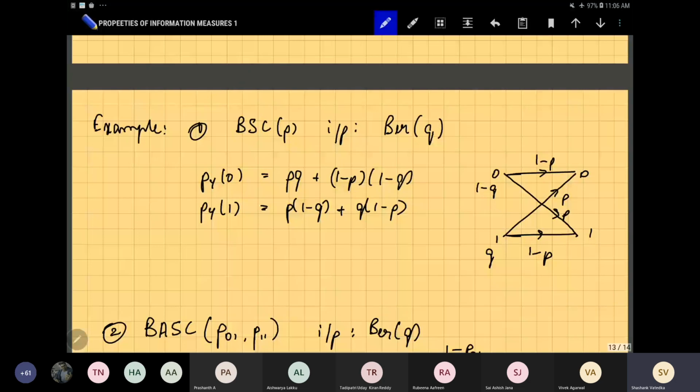And let's say that the input to this channel is a Bernoulli Q random variable. So the entire system is specified by two parameters: the channel transition probability P and the parameter of the input distribution, Q. And from what we've seen, the mutual information should be a convex function of P and a concave function of Q.